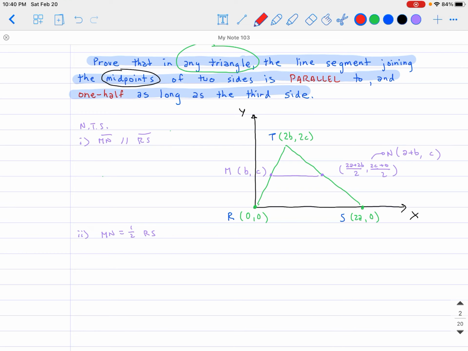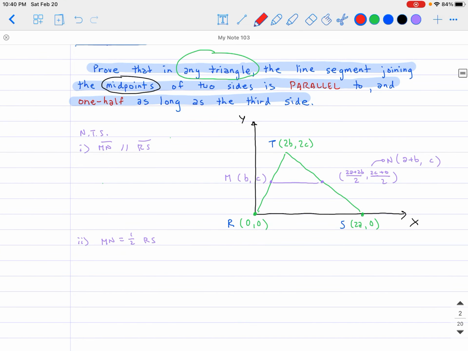Okay, let's go ahead and do each one. If I'm showing that two line segments are parallel to each other, the best way to do it is to show that their slopes are the same. So let's solve for the slope. The slope of MN is going to be the change of y over the change of x. That's going to be C minus C divided by A plus B minus B, right? Change of y over change of x. So that's going to give me 0 over A.